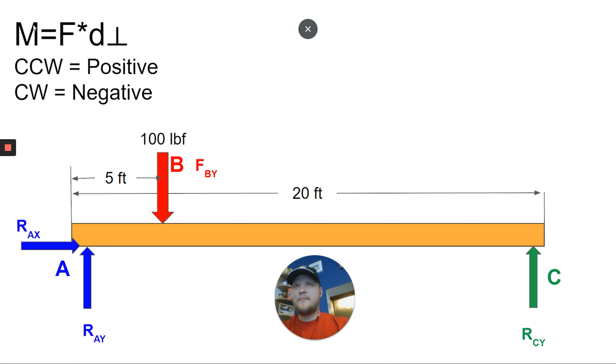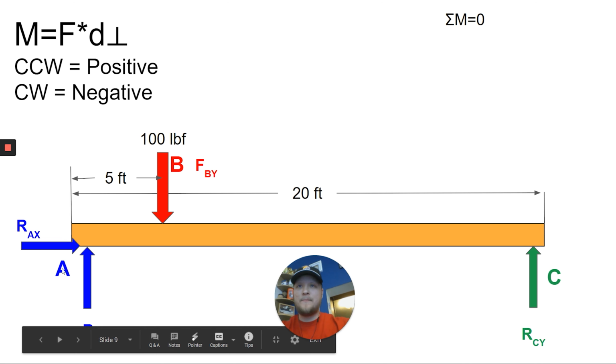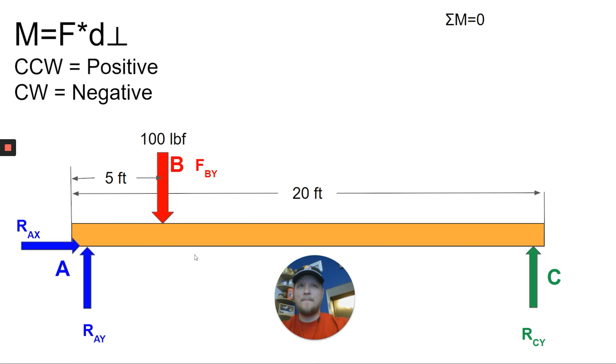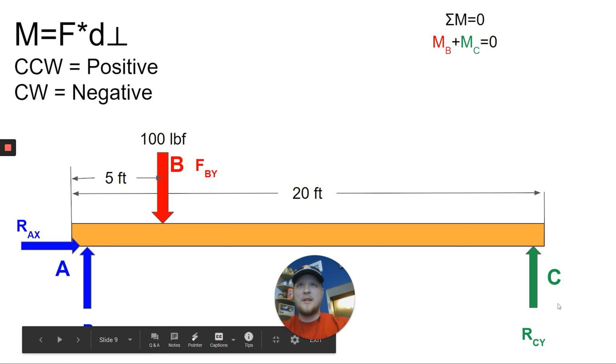So remember, we always start these calculations with the sum of the moments. And nine times out of ten, and I'll tell you if we ever get a weird one, every time I typically give you a problem, we're going to look at the sum of the moments around the pin. And remember, point A was our pin, because that gives us the least amount of unknowns. We have to find the moment at B and the moment at C.